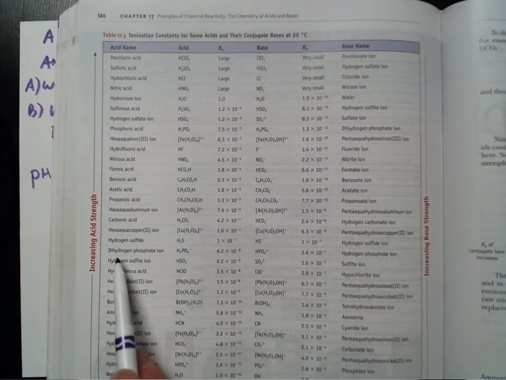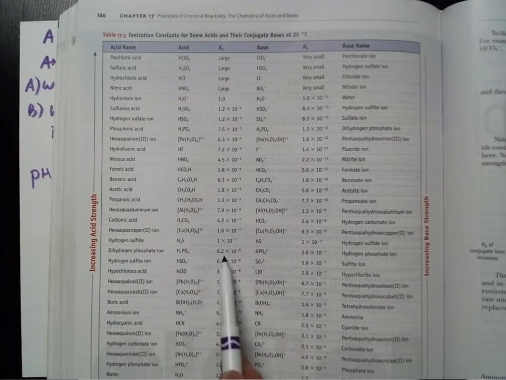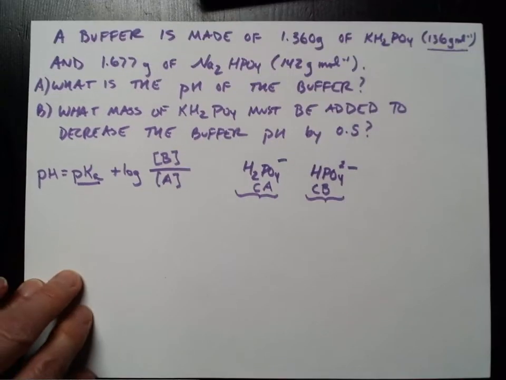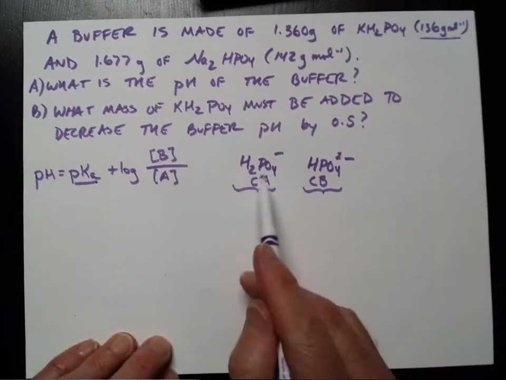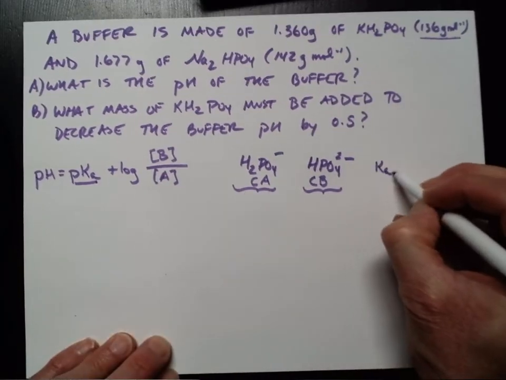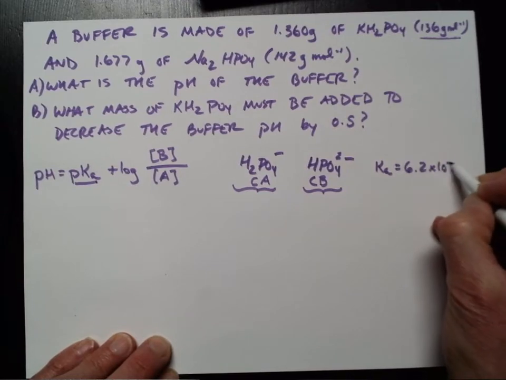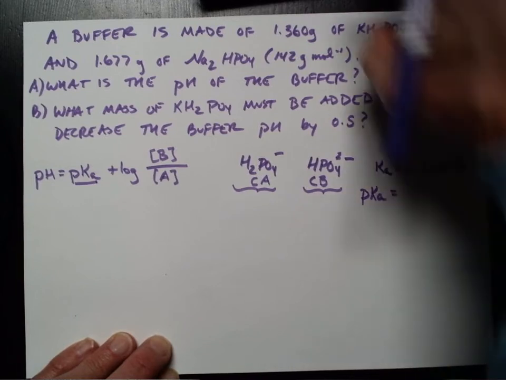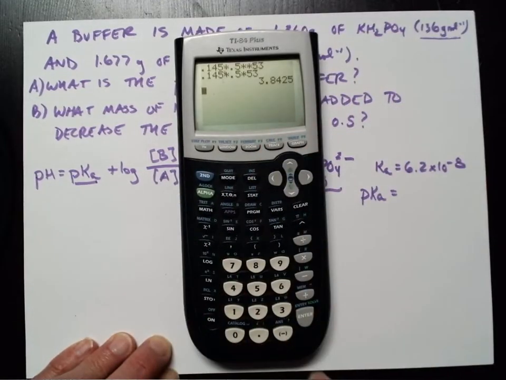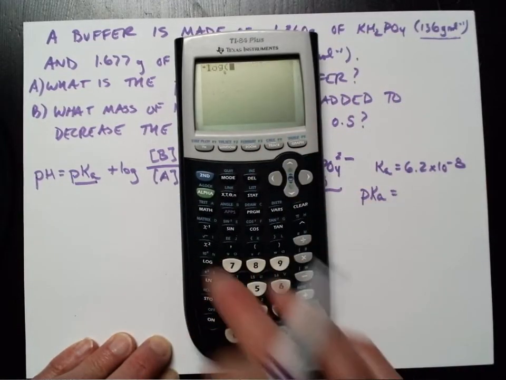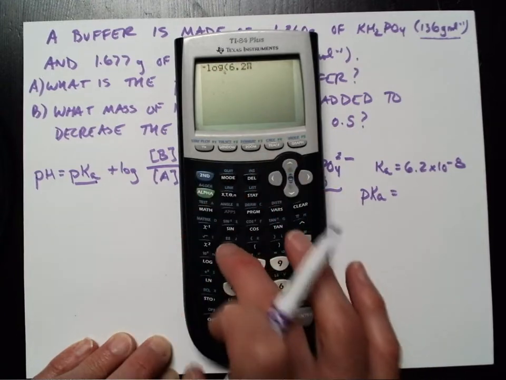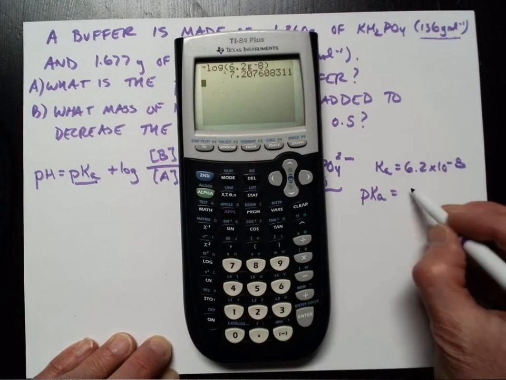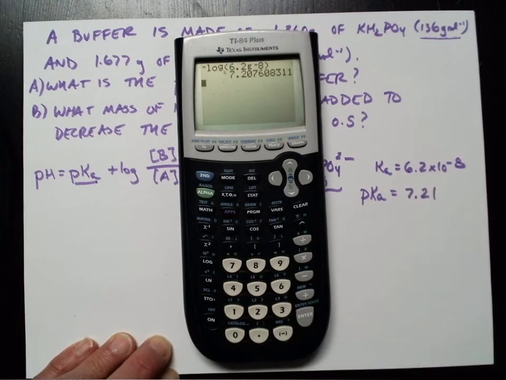Let's see. Dihydrogen phosphate, that's the acid. It gives me the Ka of 6.2 times 10 to the negative 8. All right. Yep, that's my conjugate acid. So the Ka is 6.2 times 10 to the negative 8. And remember, the pKa is going to be the negative log of this. Well, what is that? Minus log 6.2 times 10 to the negative 8. Looks like my pKa is 7.21 is what we're going to use.